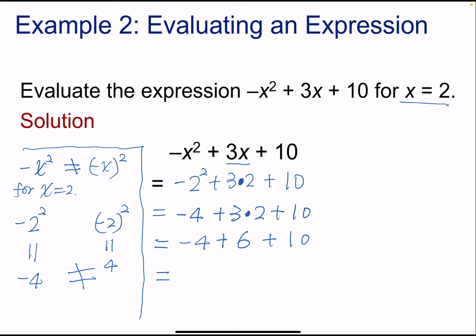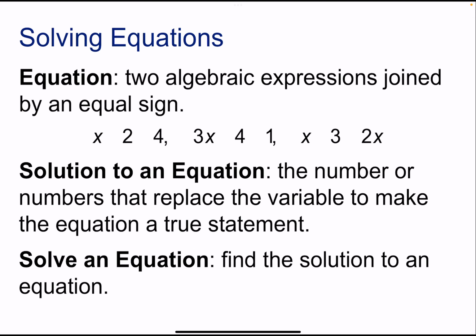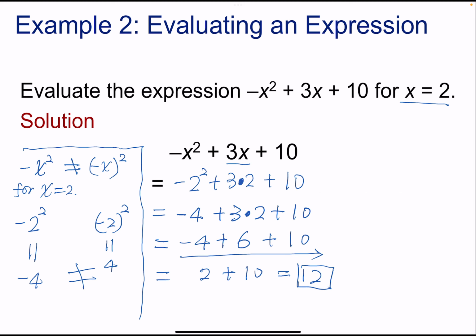And then we have only additions left. So we're going to calculate it from left to right. Negative 4 plus 6 is 2, and then plus 10. And then finally, you sum the two numbers together, you get 12. That's it. Okay, let me stop here.